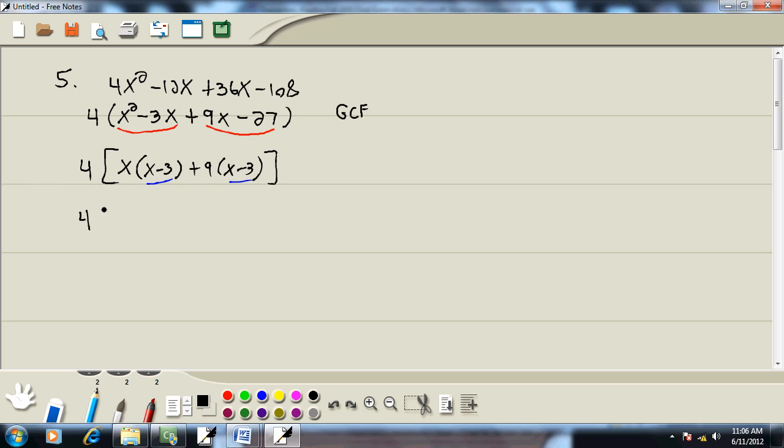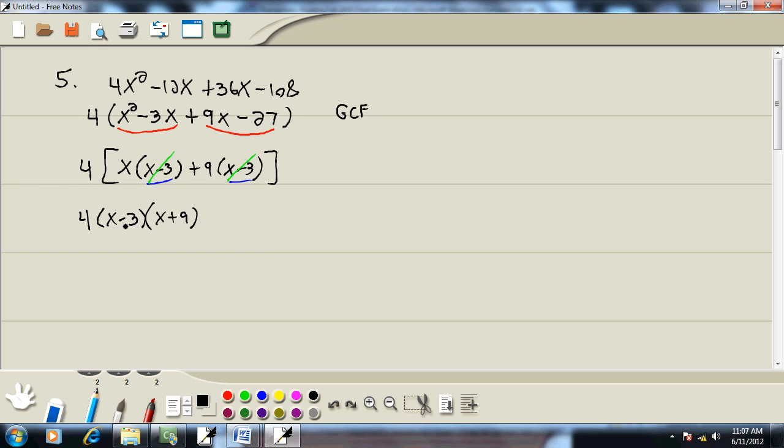Since they both have an x minus 3, I'll factor that out. And then, to see what's left, you can think of it as crossing these 2 out. Now what isn't crossed out goes in your second set of parentheses. So this becomes x plus 9.